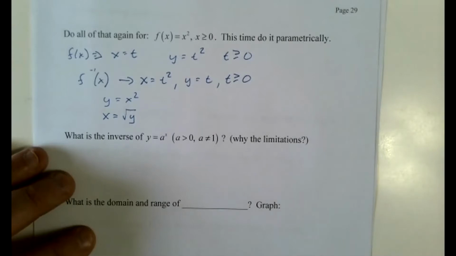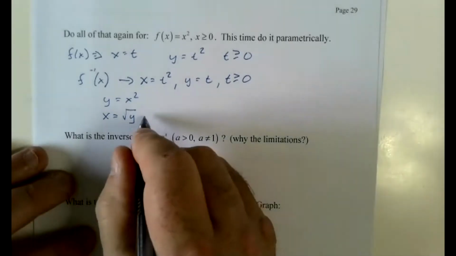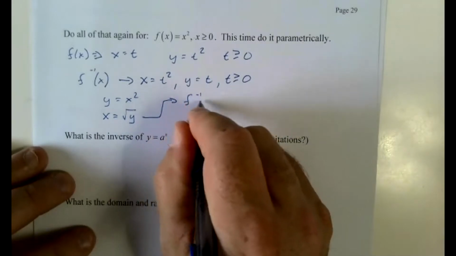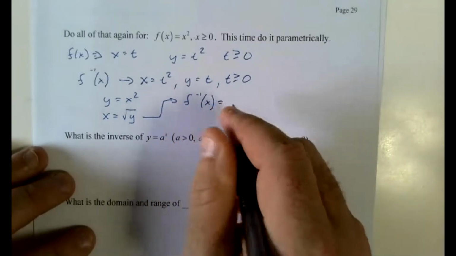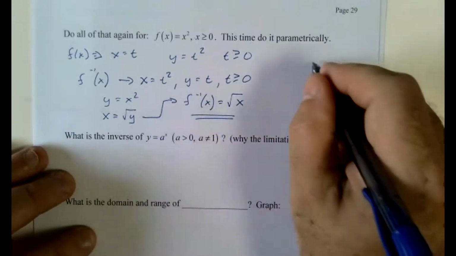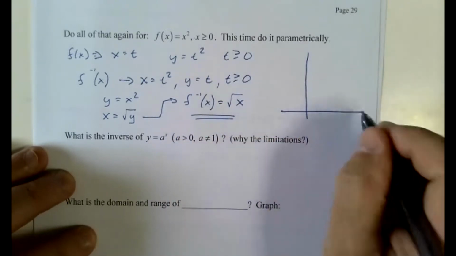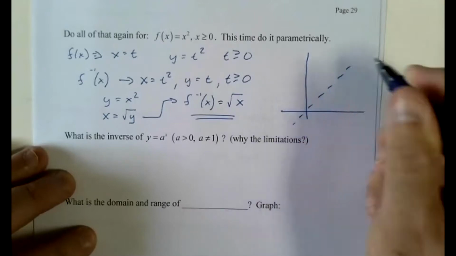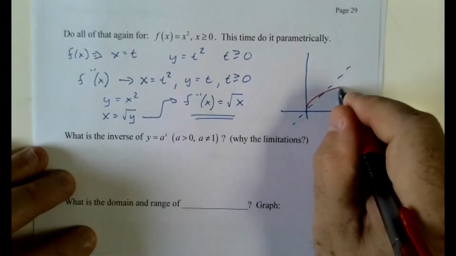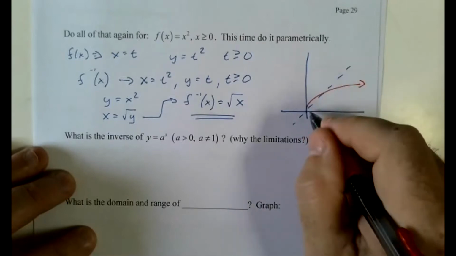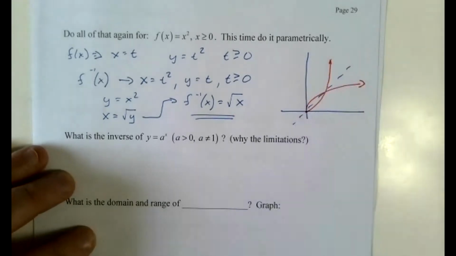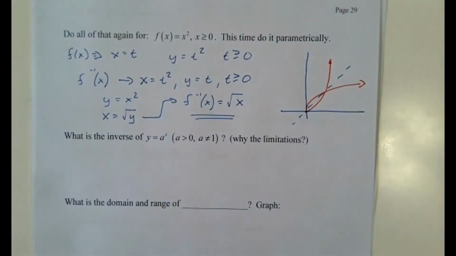Also, I was graphing this one parametrically. Should yank this out of my notes. F to the negative first of x equals square root of x. Graph this, you would get the top half of a parabola, a sideways parabola, and the bottom half. And you can actually see those are reflected. It's a little bit better.